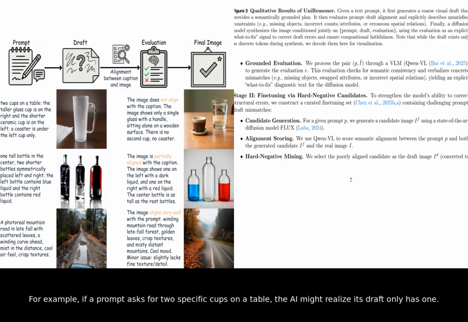wants. For example, if a prompt asks for 2 specific cups on a table, the AI might realize its draft only has one. Its evaluation will state that a second cup and a coaster are missing. The final image generator uses that feedback to ensure those specific details are included correctly.